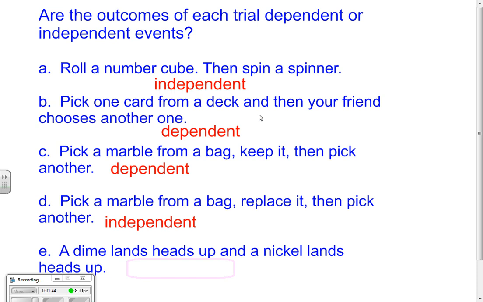Letter E, a dime lands heads up and a nickel lands heads up. These are both two distinct coins, which means they're independent. One has nothing to do with the other.